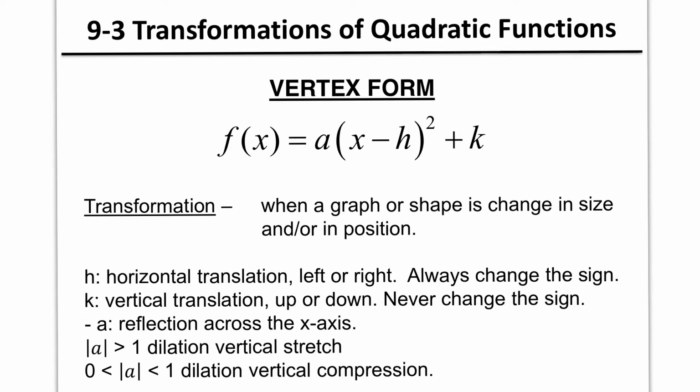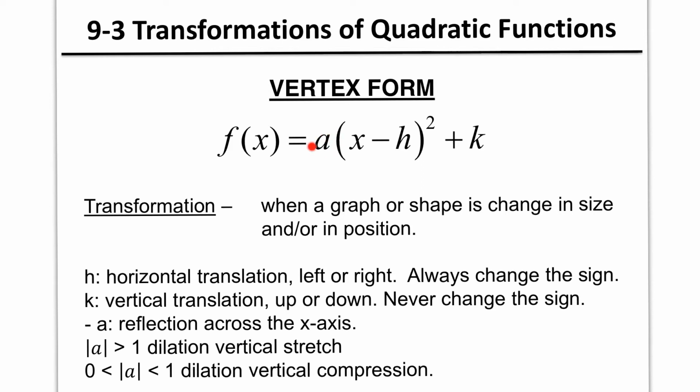Your k is the one at the end of the function, so you see the plus k here. That is going to tell you how many steps you are going to move vertically, up or down. So the parabola, you move up, you move down, that's going to be your vertical translation. And vertical, that's what it is, up and down. Now for your k value, you never change the sign. You always keep the same sign for the k.